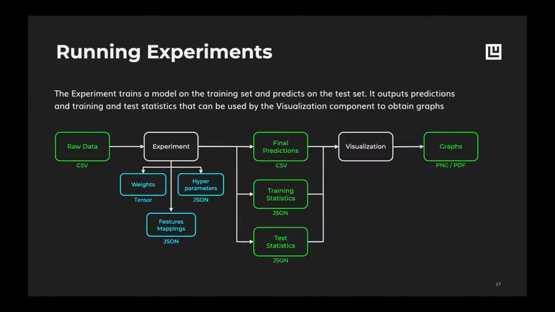The experiment command that I showed you before basically performs first the training and then the predict, and saves all these weights, hyperparameters, and feature mappings, but at the same time also provides final predictions and training and test statistics. These objects can be provided then to a visualization component that allows you to obtain some graphs and visualizations, and I will show you some examples of that later.